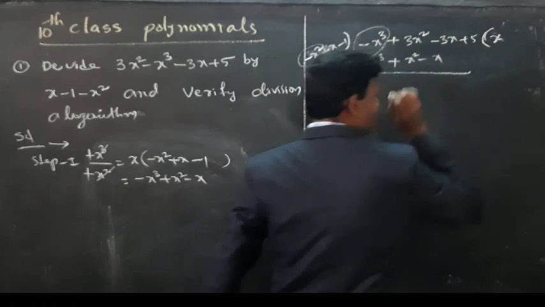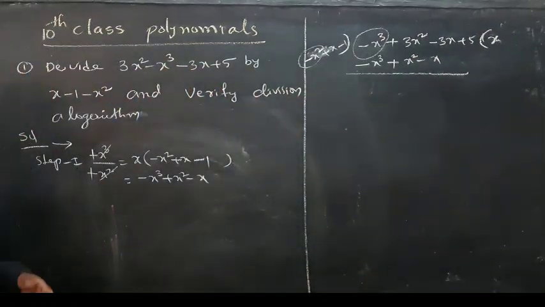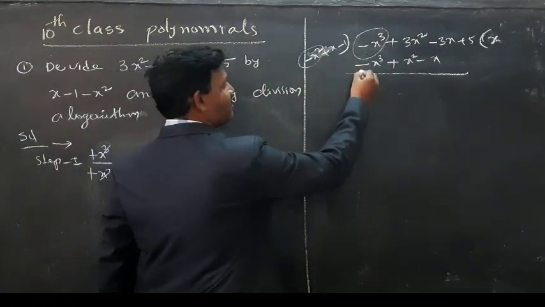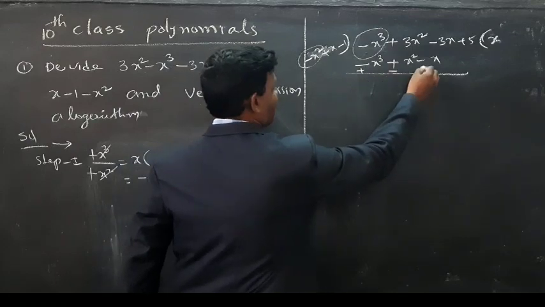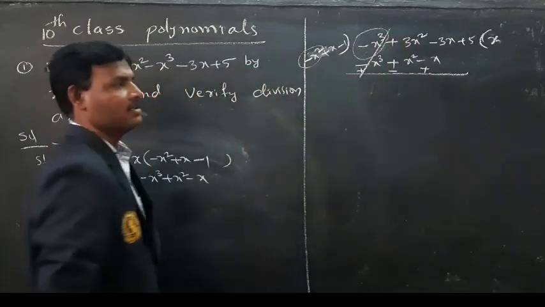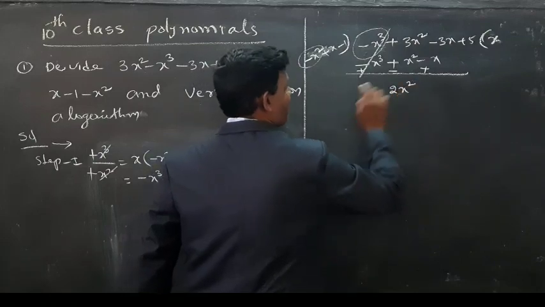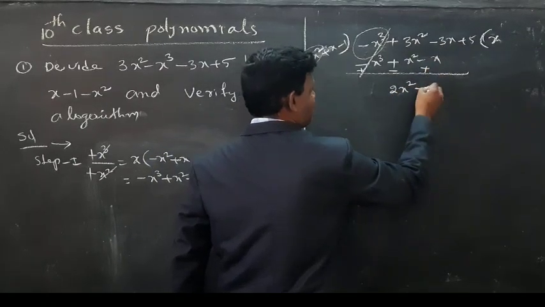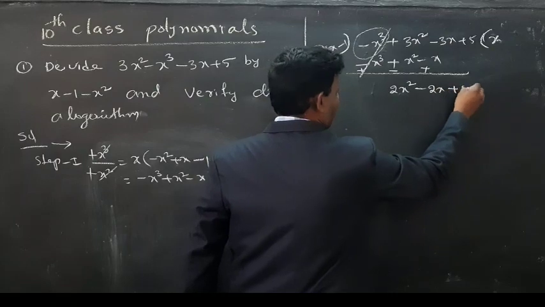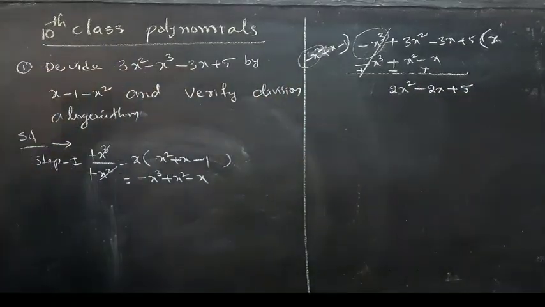So I multiplied with x. That you have to write in the quotient column. Then change the symbols: plus, minus and plus. So both are cancelled. 3x square minus 1x square, 2x square. Minus 3x plus x, minus 2x. Now I am taking 5 downside. Now step 2.